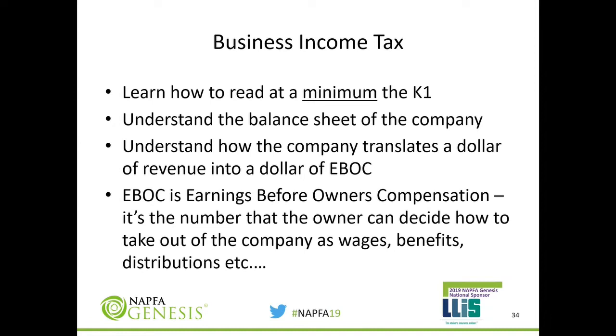The second thing I want you to do is take a look at that business tax return and have an understanding of how the company, what I call, translates a dollar of revenue into EBOC. EBOC is the term that I like to use: earnings before owner compensation. So it's get everybody else paid, get the rent paid, get everything done before the owner takes any benefits, any salary, any distribution, anything. What is that number?